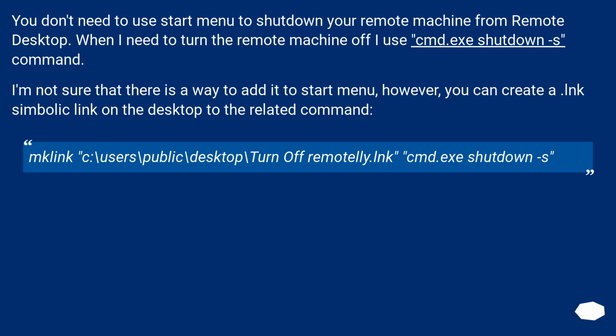You don't need to use the start menu to shut down your remote machine from remote desktop. When I need to turn the remote machine off, I use the cmd.exe shutdown /s command. I'm not sure that there is a way to add it to the start menu, however, you can create a lnk symbolic link on the desktop to the related command. Link: /users/public/desktop/turn-off-remotely.lnk - cmd.exe shutdown /s.